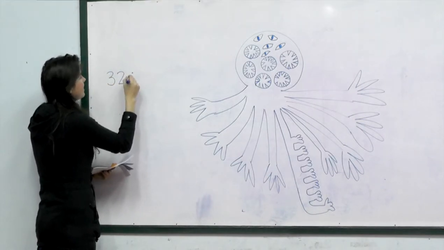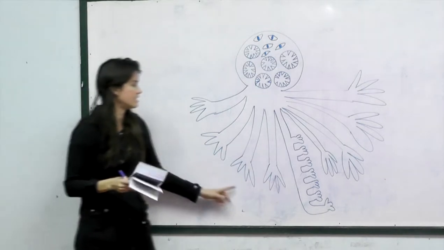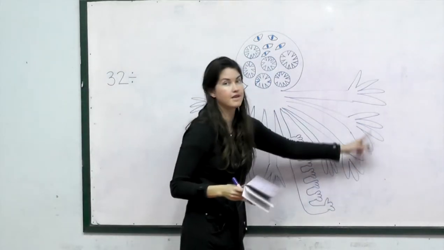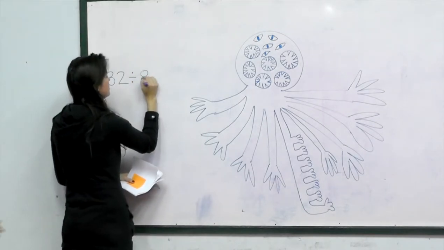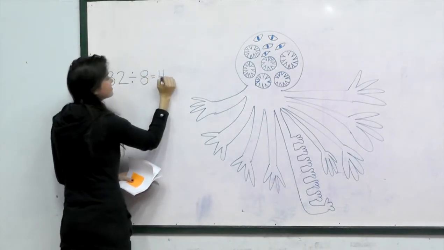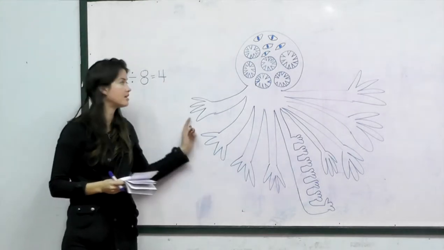And how many hands do we have? 8. We had 8 hands. And how many fingers are on each of those hands? 4. Equals 4. So good. That's our first equation that we think about from our story.